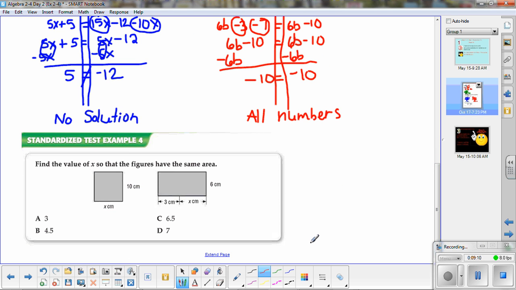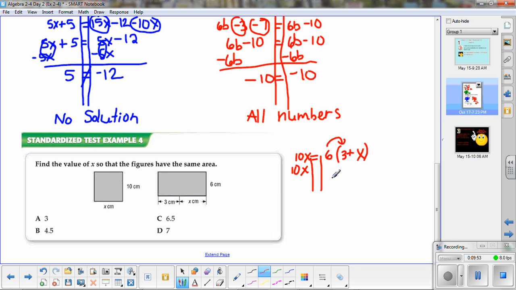All right, our last example, find the value of x so that the figures have the same area. Well, remember, to find the area of a rectangle, it's length times width. So the area of this one right here is 10 times x, or 10x. And we want to know when that's going to equal 6 times this side right here. So 6 times 3 plus x. So you're going to want to go ahead and do the distributive property on the right.